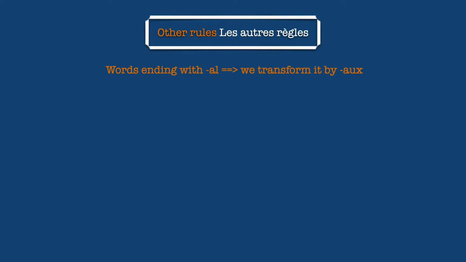The last rule for today's video is for the words ending with al. Therefore, to form the plural, we replace it by aux. Newspaper is translated un journal in French, and if you are speaking about newspapers, you will say, des journaux, as mentioned previously.